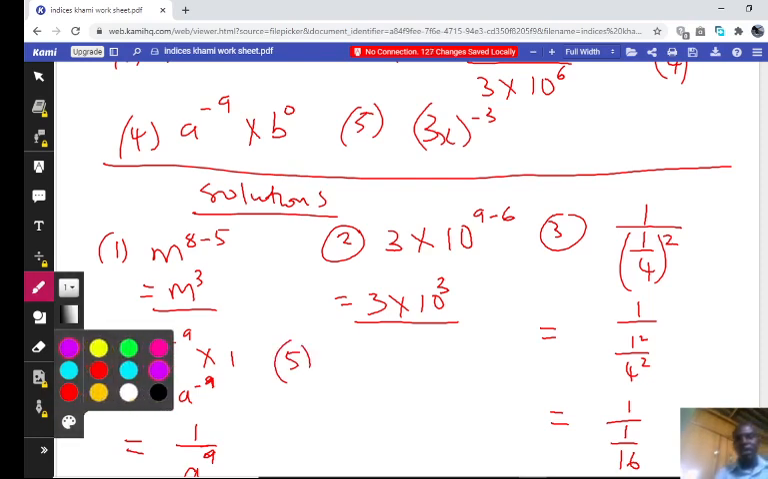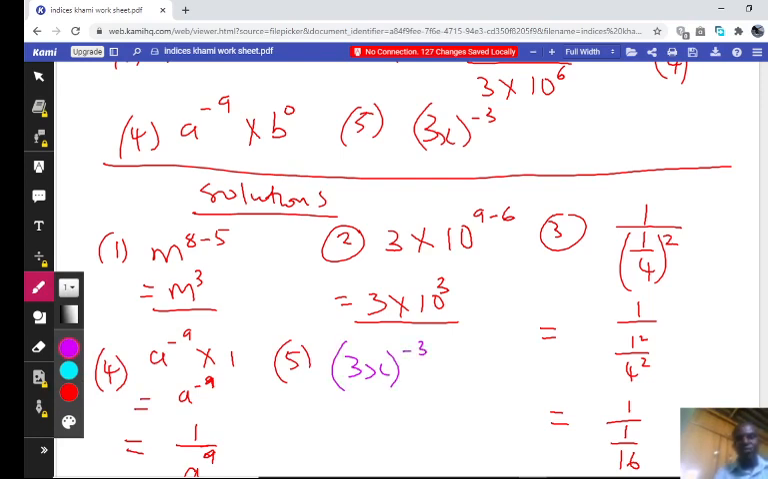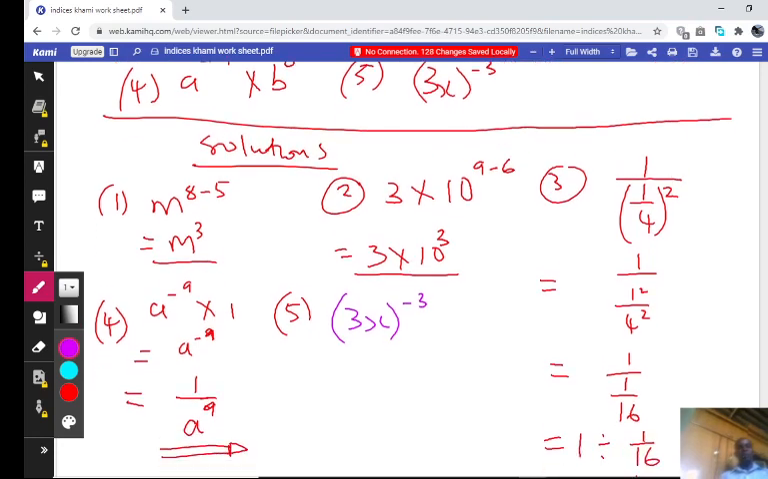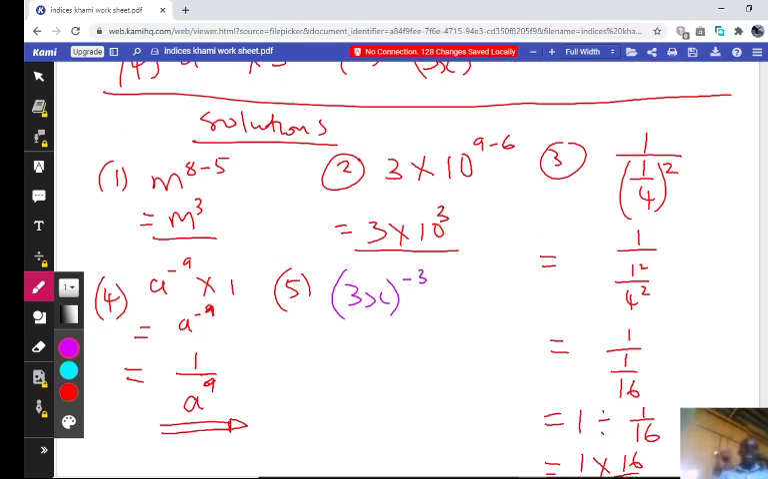Question number 5, right? It's 3x to the power minus 3. First thing, you have to know which numbers are being affected by the power. So the power affects everything that is inside the brackets. The power affects everything inside the brackets. So now the power is affecting everything, 3 and x. What do you do? First, you make the power positive. So it will be 1 over 3x to the power 3. We have applied law number 4 here.